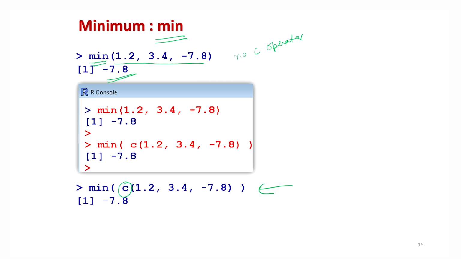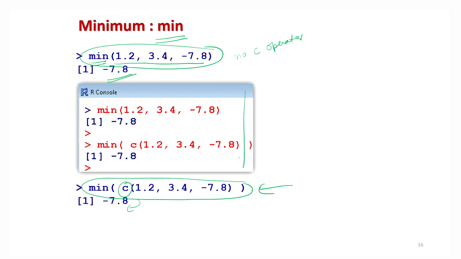Here I have not used the c operator, as you can see, but now I use the c operator and give the same numbers, and the answer comes out the same. This is the outcome. So now it raises a question: what should I do? Should I use this c operator or not?